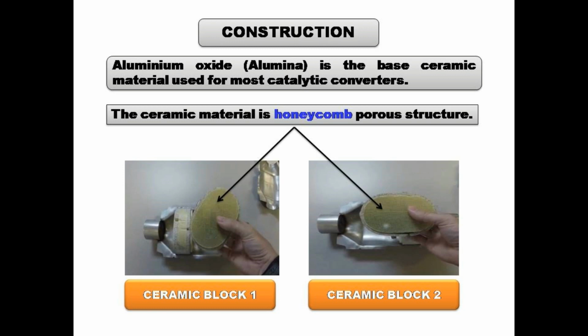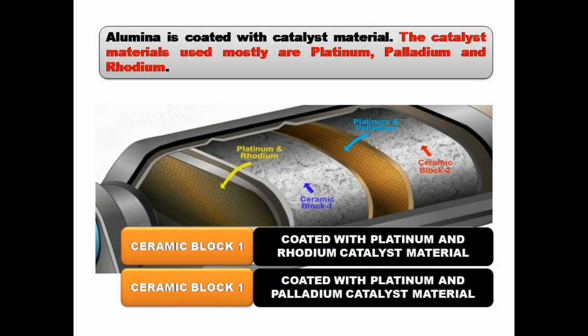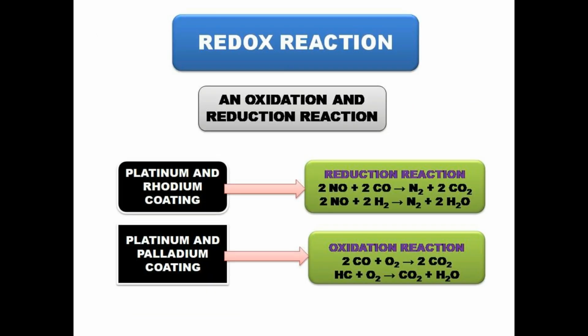Volume of the ceramic structure is generally about half the engine displacement volume. Alumina, the substrate material, is coated with catalyst material. The catalyst materials used mostly are platinum, palladium and rhodium. Inside the catalytic converter, there are two ceramic blocks with micro ducts consisting of platinum and rhodium in one block, while platinum and palladium in the other block, acting as catalyst.